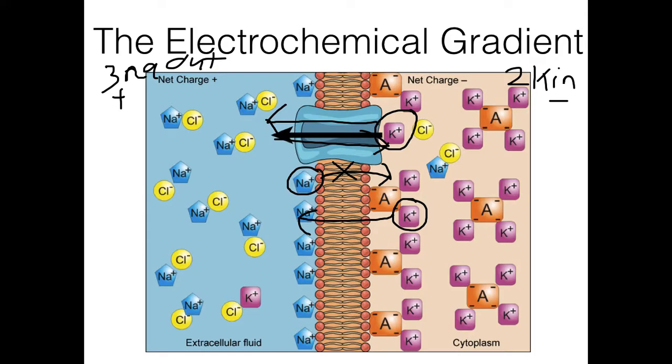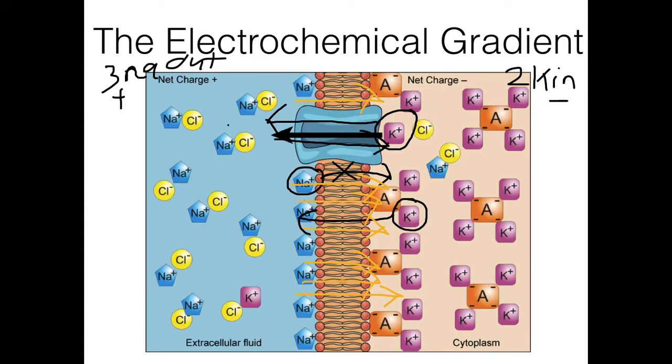That means that there is an electric field. And that electric field is about like this, and it's across the membrane. So if we imagine the electric field going from positive to negative, it's pointing across the membrane like that.